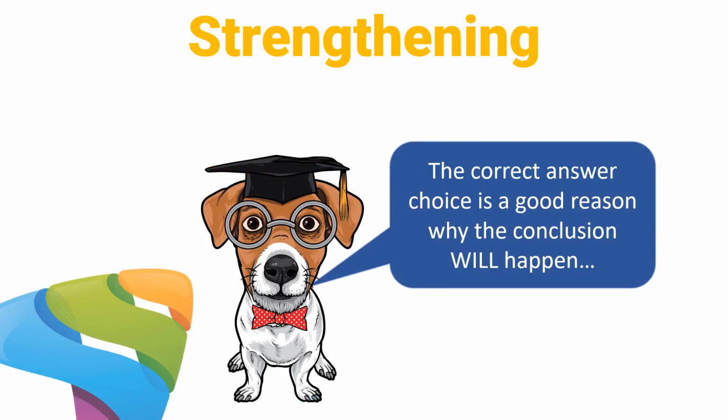So remember, whenever you're being asked to strengthen an argument, you're looking for reasons why the conclusion will actually happen, why the prediction will come true, why the goal will be achieved, or why the plan will succeed. Okay, great job. That's how it works. When you're strengthening, you're just looking for some reason why the conclusion is more likely to happen, some reason why the plan is more likely to work.